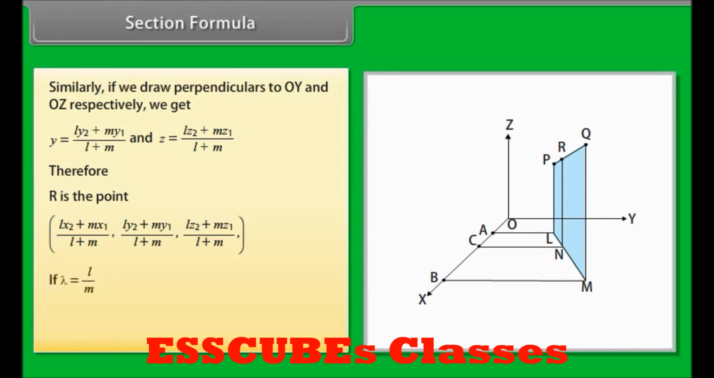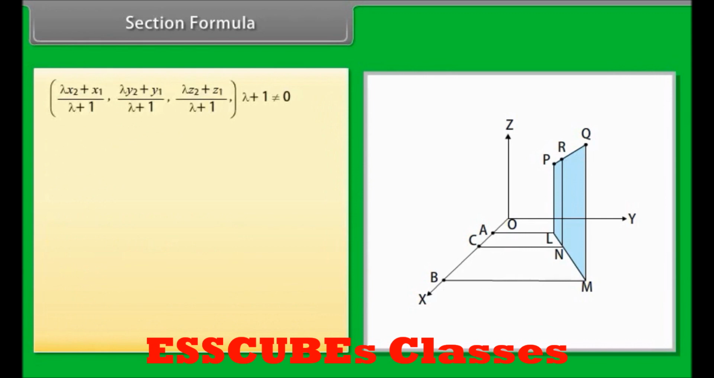If lambda = L/M, then the coordinates of the point R which divides PQ in the ratio lambda is to 1 are ((lambda x2 + x1)/(lambda + 1), (lambda y2 + y1)/(lambda + 1), (lambda z2 + z1)/(lambda + 1)), lambda + 1 not equal to 0.